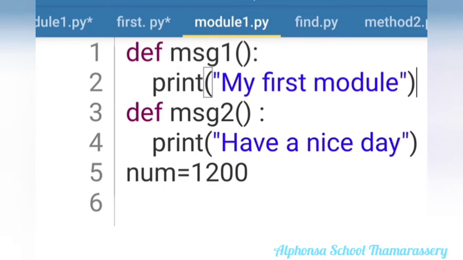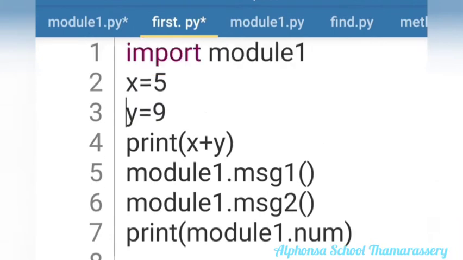This is part of module1.py. There are two functions and a variable. The first function msg1 prints my first module, and the second function msg2 prints have a nice day, and the variable num contains the value 1200, and I am going to include these modules as part of my program.